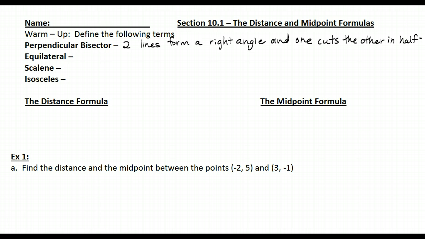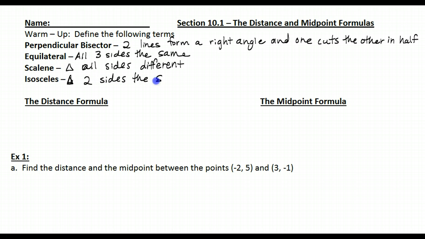An equilateral triangle, in case you don't remember, has all three sides the same. A scalene triangle is a triangle where all sides are different. And an isosceles triangle has two sides that are the same. So scalene, all sides different. Isosceles, two sides are the same. And equilateral, all three sides are the same.